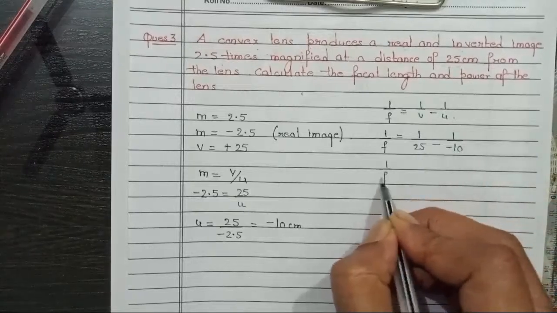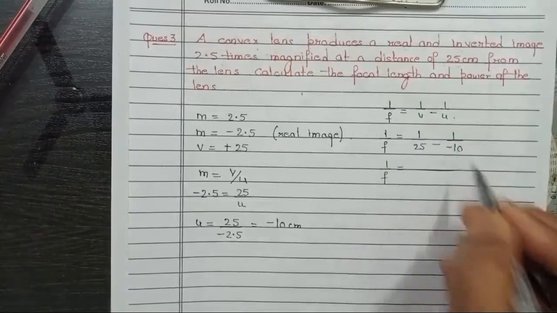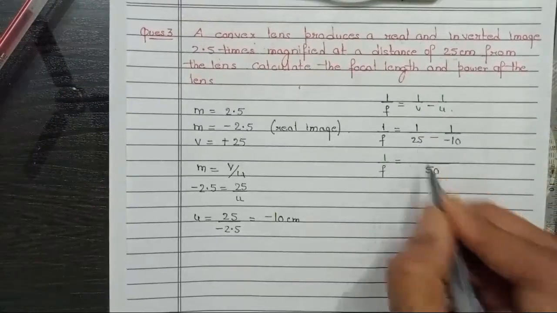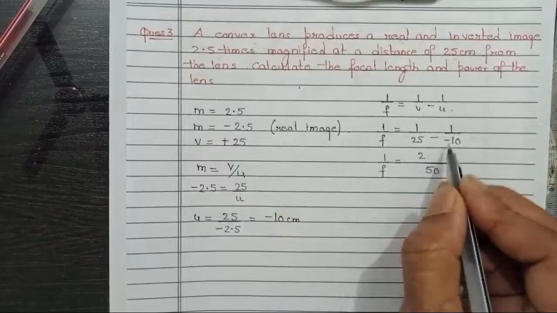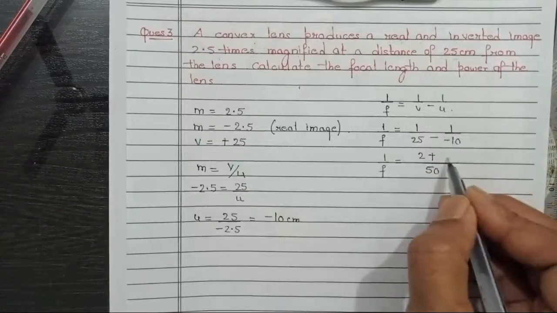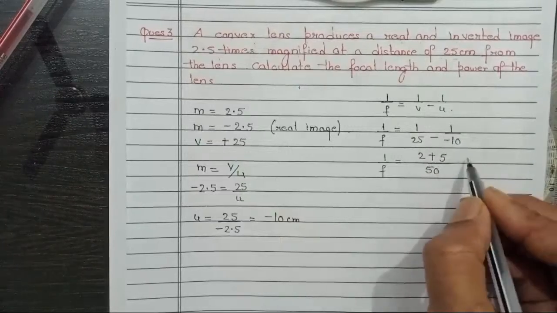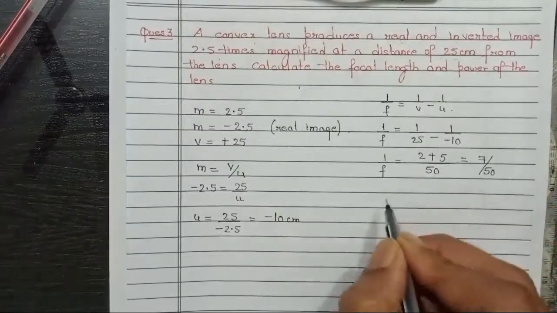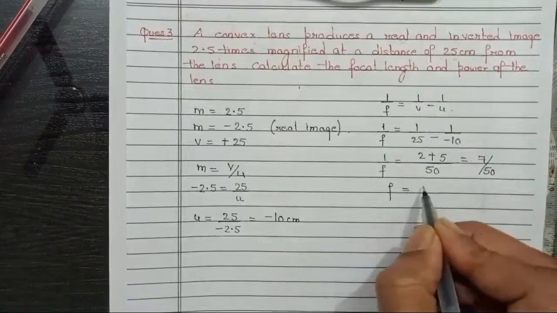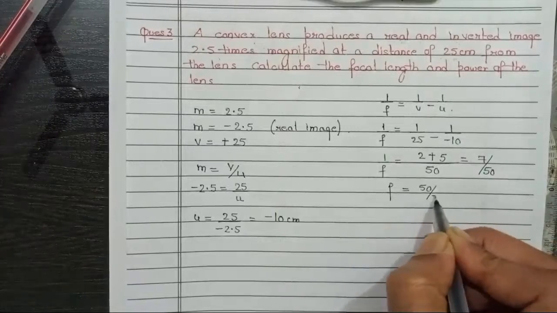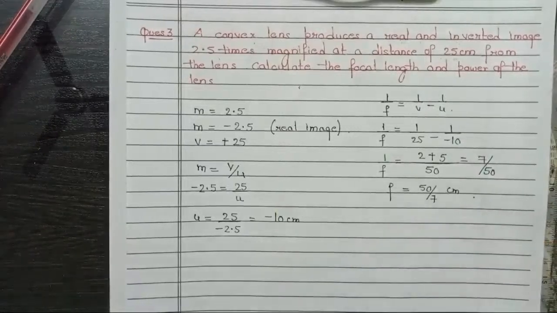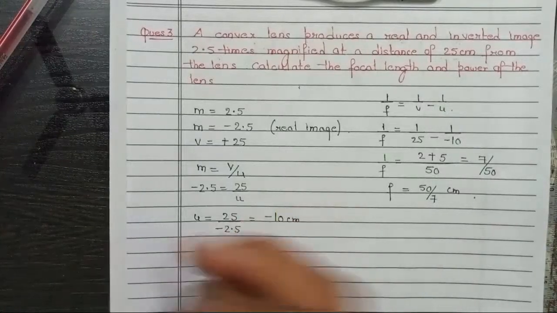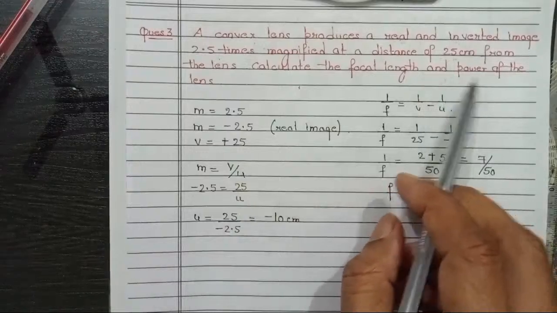So you will be getting LCM as 50. 25 goes 2 times. This will become plus, and this will go 5 times. So 1 upon F is 7 upon 50. So the focal length is 50 by 7 centimeter. So this we have calculated the focal length. Now the question says you have to also calculate the power.